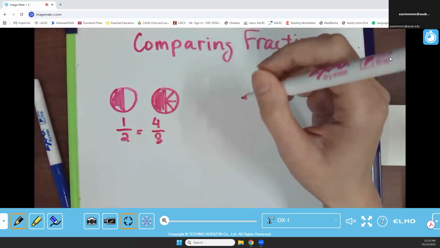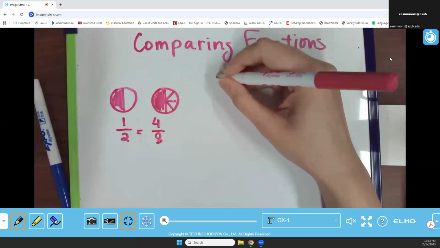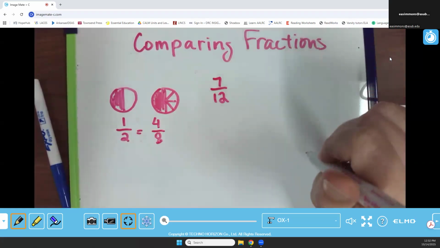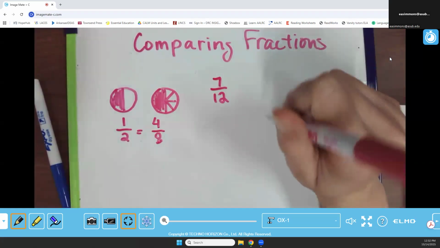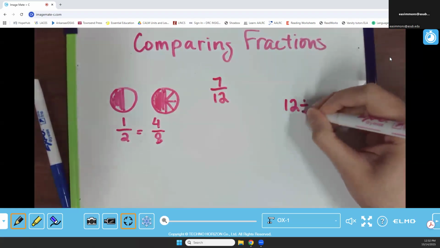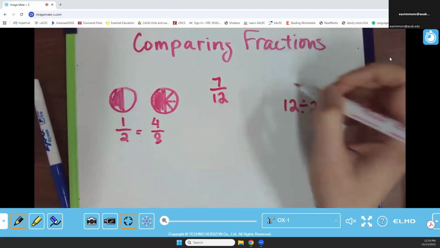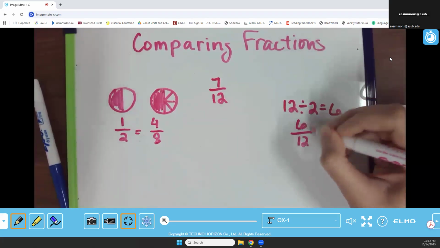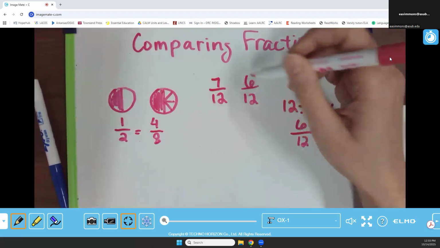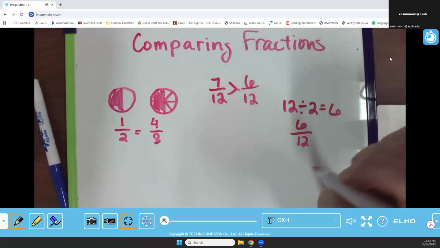So if I had, for example, 7/12, and I want to compare that to 1/2. I want to know if that's bigger than 1/2 or smaller than 1/2 or maybe equal to 1/2. I can take my 12, divide that by 2 to get 6. So 1/2 of 12 would be 6/12. Comparing my 6/12 to my 7/12, my 7 pieces is bigger than 6 pieces, so 7/12 is greater than 6/12.